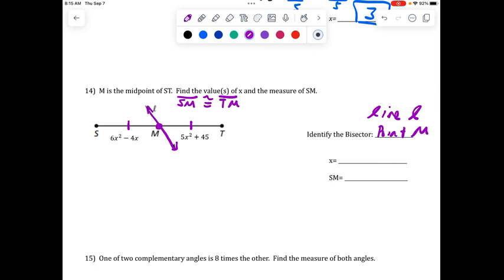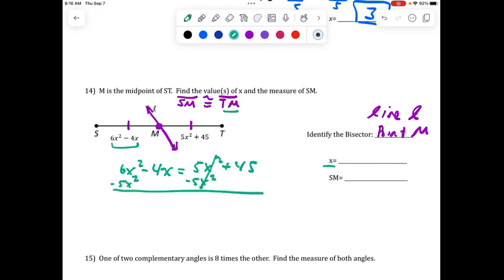So what we can do to start this out is write an equation, because we want to find what x is first. So SM is symbolized by 6x squared minus 4x, and TM is symbolized by 5x squared plus 45. So we can say that these two segments are the same length, they're equal in measure, and we can solve this equation. So the first thing I would do is get the x squareds together on one side. So I'd move that over. 6 minus 5 gets me 1x squared, or just x squared, minus 4x equals 45.